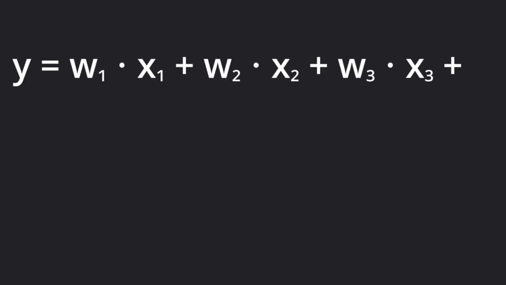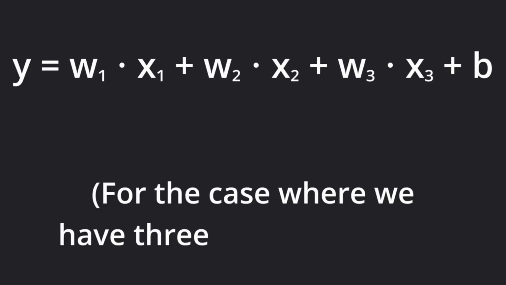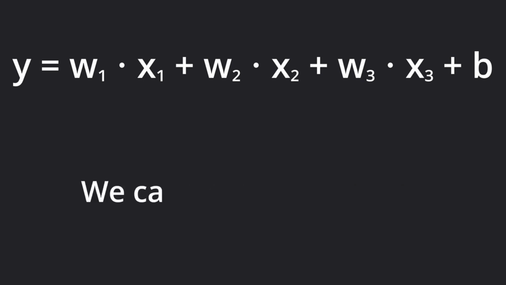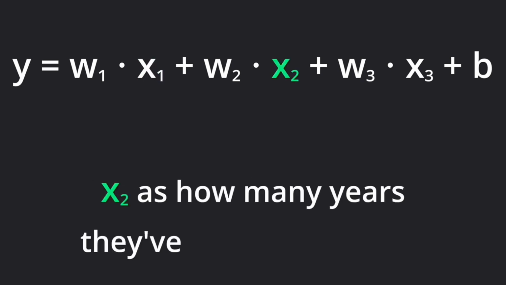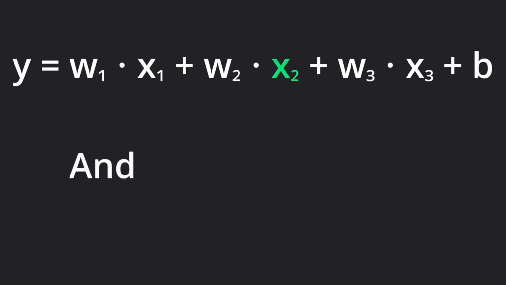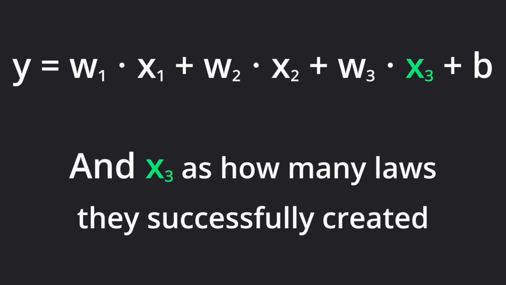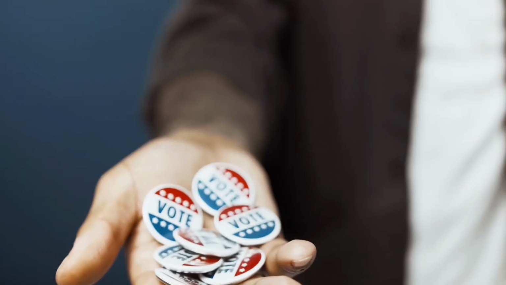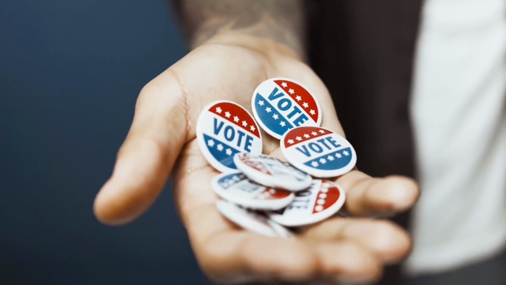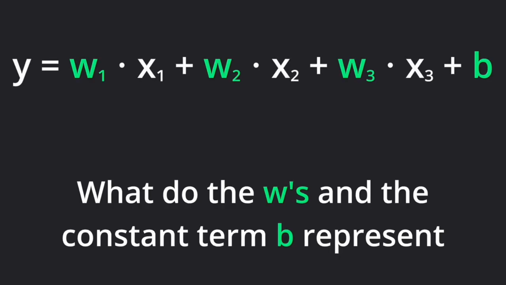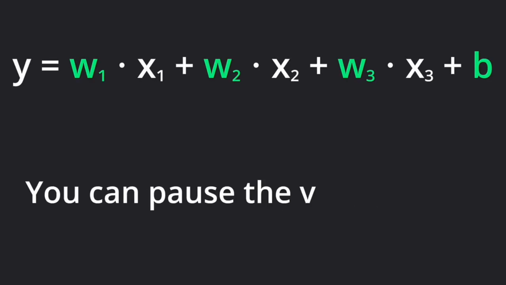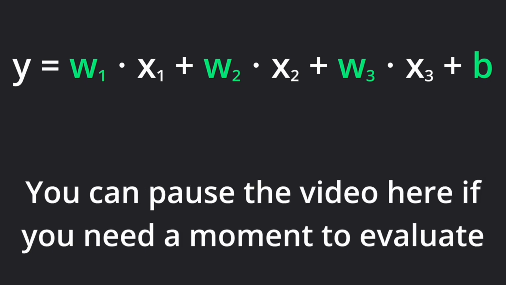Here's the main equation for linear regression for the case where we have 3 input attributes. We can think of x1 as the age of a presidential candidate, x2 is how many years they've served in politics, and x3 is how many laws they successfully created. We can think of y as the predicted number of votes a candidate will receive. What do the w's and the constant term b represent in linear regression? You can pause the video here if you need a moment to evaluate.